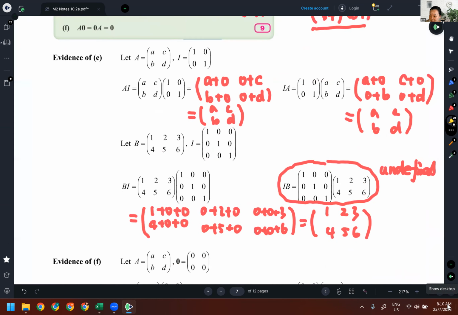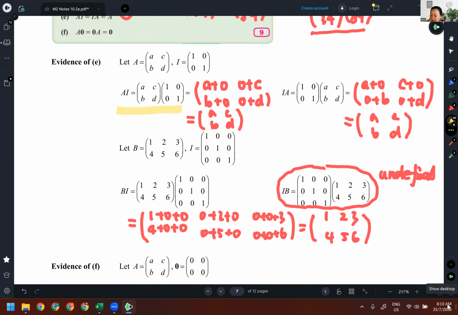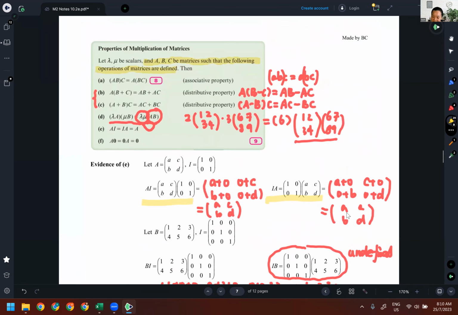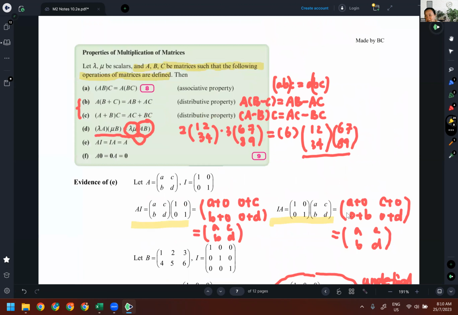If it's undefined, then they're not equal. In the first evidence, you see that they are both defined, right? AI and IA are both defined, and they're equal. For the second one, BI is defined, BI is still equal B, but IB is not defined. In this case, if it's not defined, they're not equal. So our textbook is very careful when stating something like that, when saying IA equals AI. Yes, they are equal if they are defined. If they're not defined, okay?